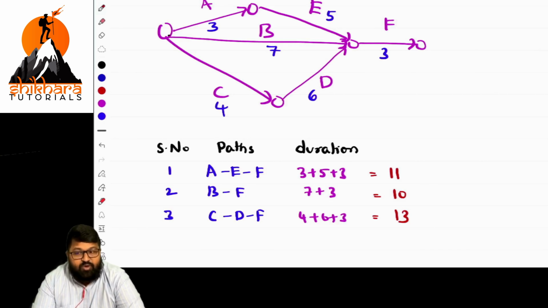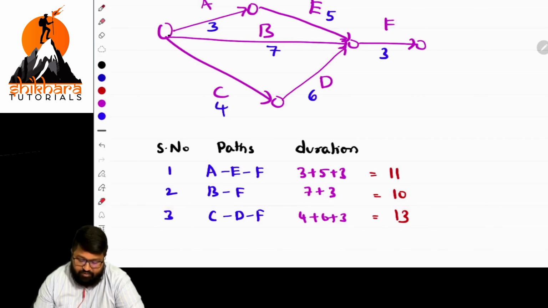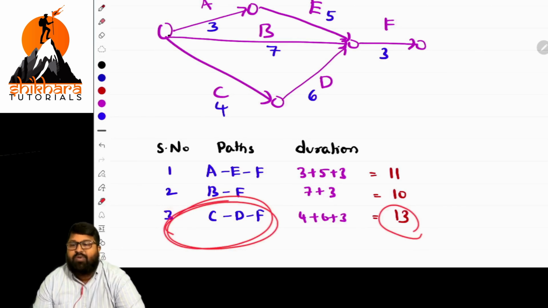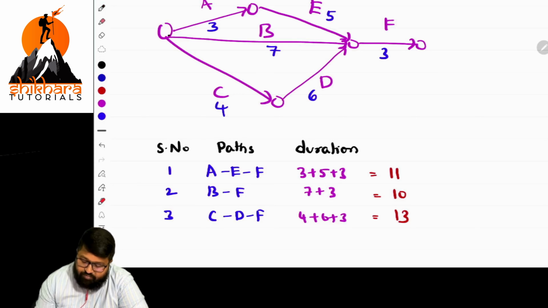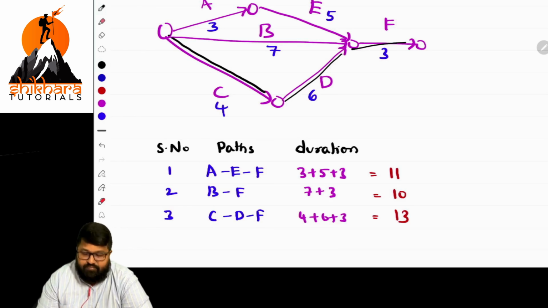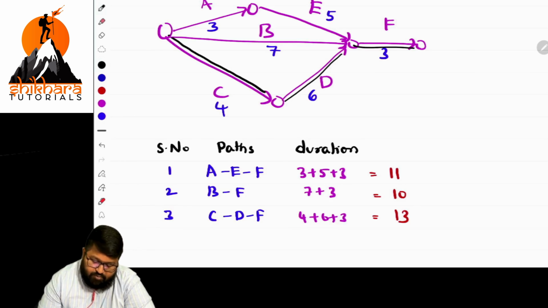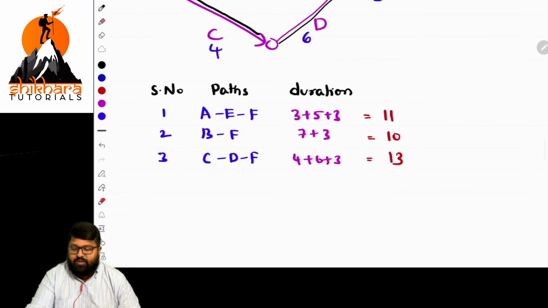And then what is the project duration? Of all these, what is the highest, sir? 13 is the highest. The 13 path is the project duration total. And this path is known as what? Critical path. Okay, so in this case, what is the critical path? CDF. It should be mentioned with a double line. As the critical path is mentioned with a double line, there you write the project duration.